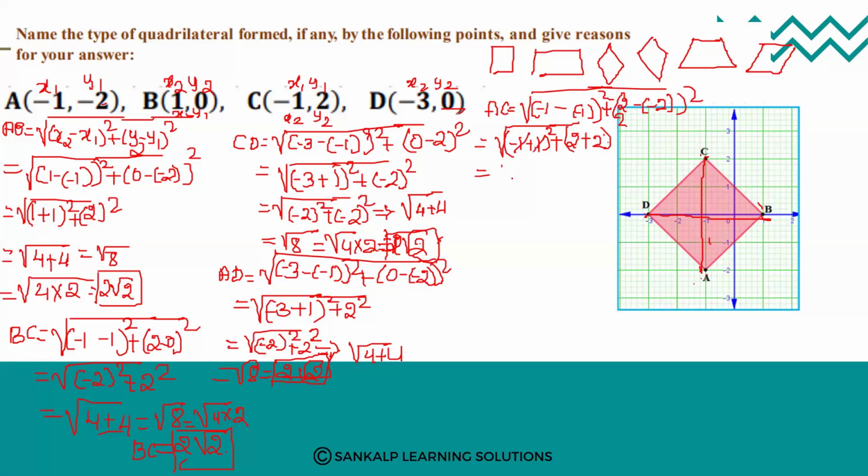Minus 1 and plus 1 will get cancelled. 2 plus 2 whole square, that is 4 square. 4 square is 16, right? So 16 square root is 4.